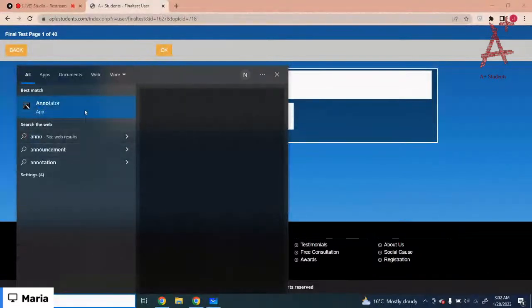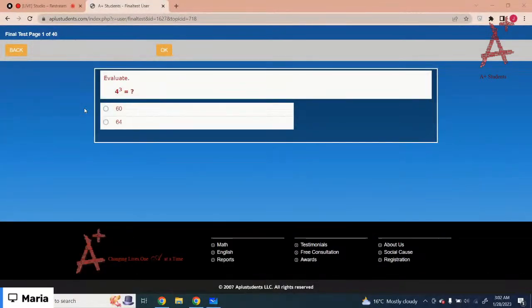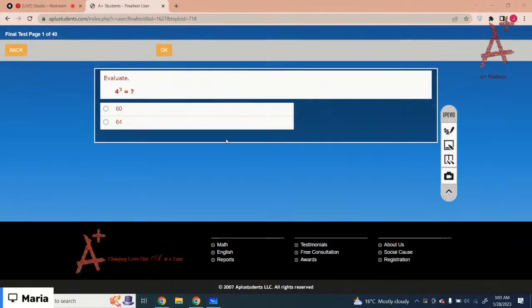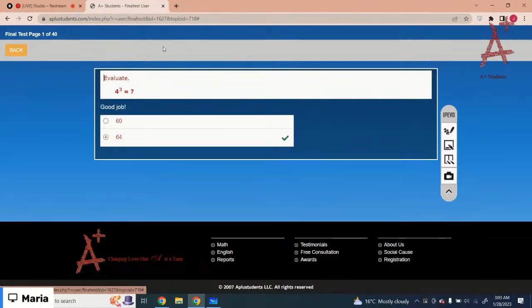Basically, the exponent tells you how many times you have the base. Got it? So here you have 4 exponent 3. That means you have to multiply 3 times. Got it? You have to do 4 times 4 times 4. 4 times 4 is 16 and 16 times 4 is 64. Got it? So that means the correct option is 64. Yes, good. That is 64.